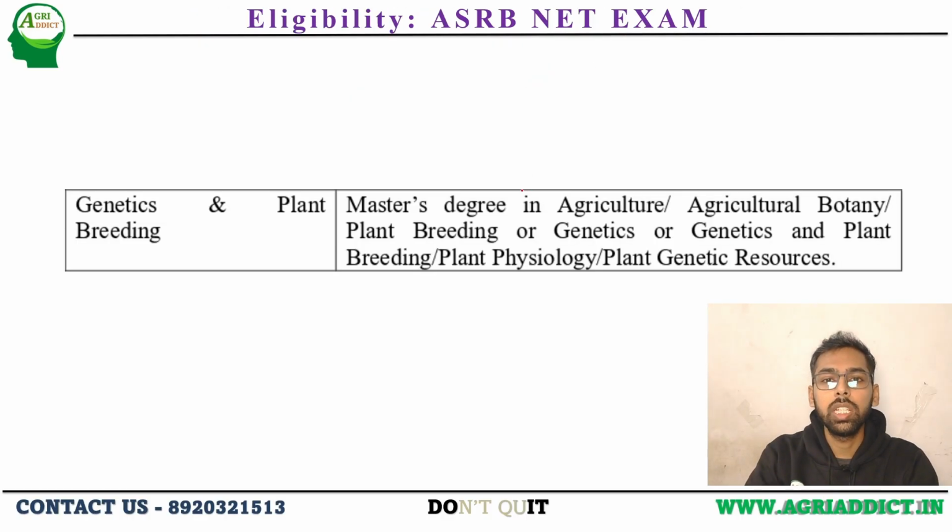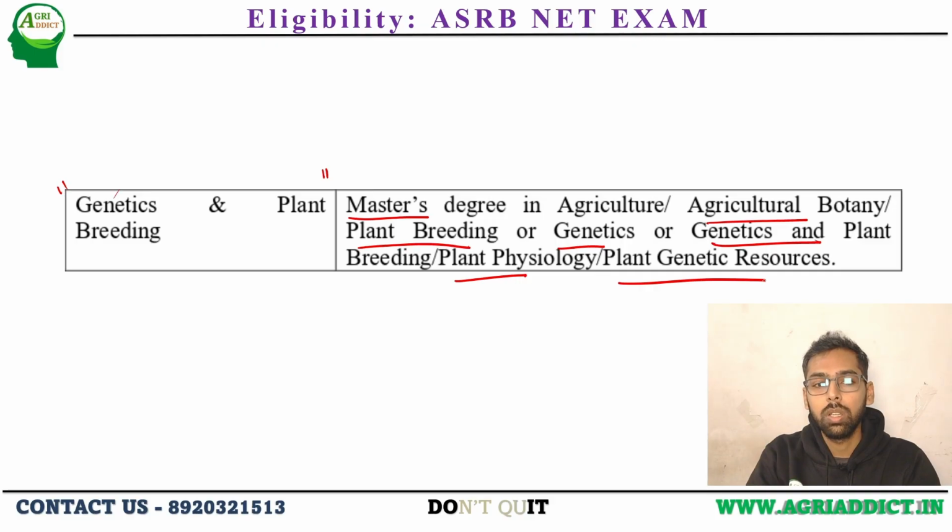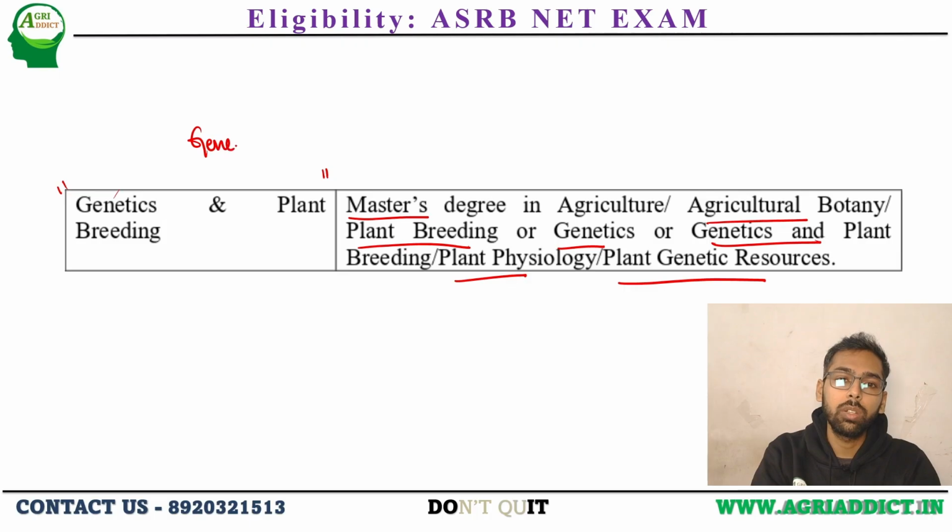And then coming to the eligibility of the ASRB NET examination in the subject of genetics and plant breeding. People who are pursuing or have a master degree in agricultural botany, plant breeding, genetics, or genetics and plant breeding, as well as in plant physiology and even in plant genetic resources, are eligible to write the ASRB NET examination from the subject of genetics.